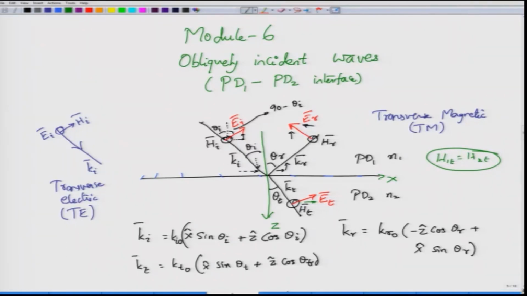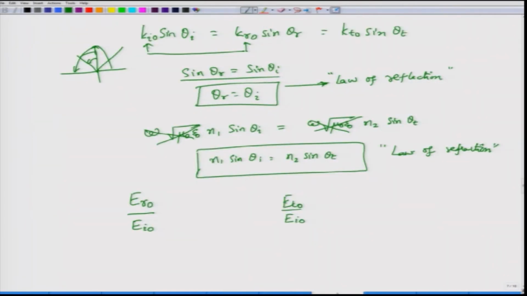And luckily for us, the magnetic field is tangential everywhere to the interface plane. Because H is along the y axis, it is parallel to the x-y plane, and therefore all of the incident, reflected and transmitted magnetic fields are oriented along the y axis, and therefore they are tangential. Therefore, the second condition in terms of the tangential magnetic fields will look like this: H I 0 plus H R 0 equals H T 0. Now, what are H I 0, H R 0, H T 0? Is it possible for me to relate these quantities to the electric field? Yes, it is possible.